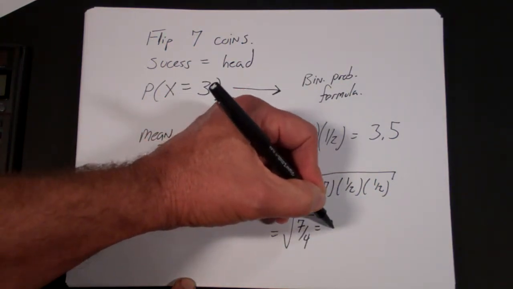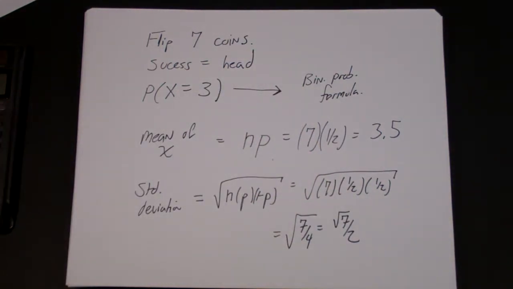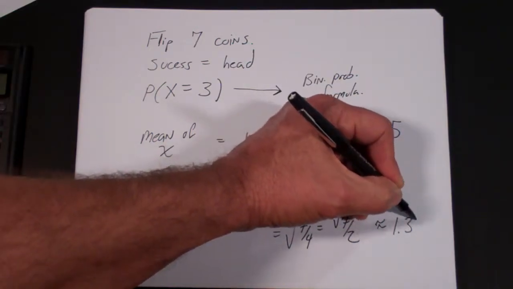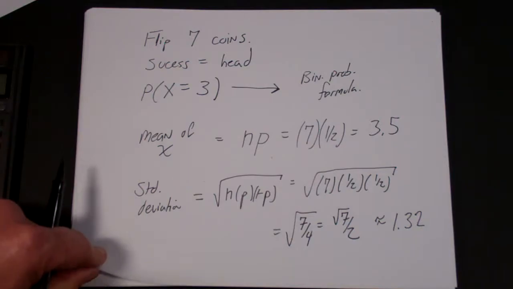And you could simplify that to the square root of 7 over 2, or you could just plug it into your calculator. Oftentimes in statistics we like to use decimals. And you get about 1.32, and that would be the standard deviation.